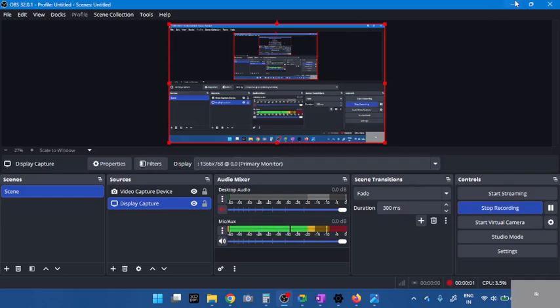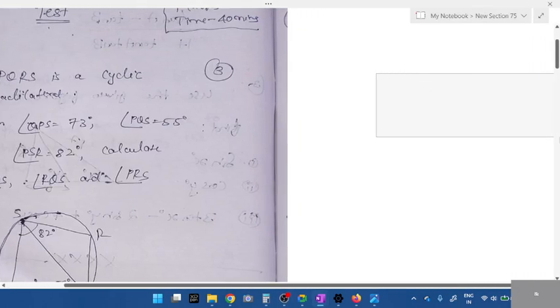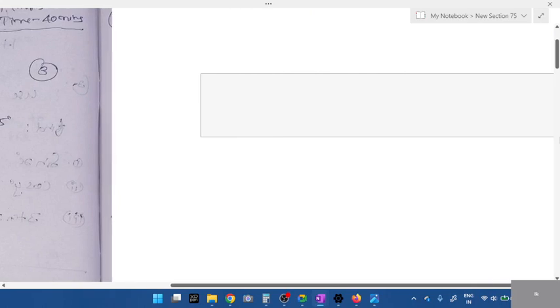So mostly revision, students, because you keep studying. If you don't revise, you'll forget. Okay, so just a quick revision of all the concepts of circles.